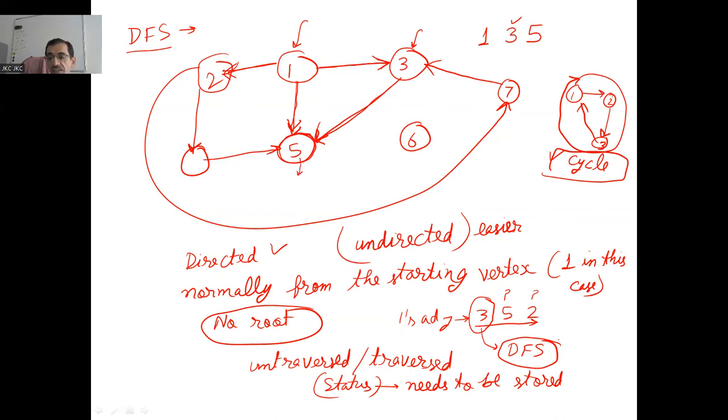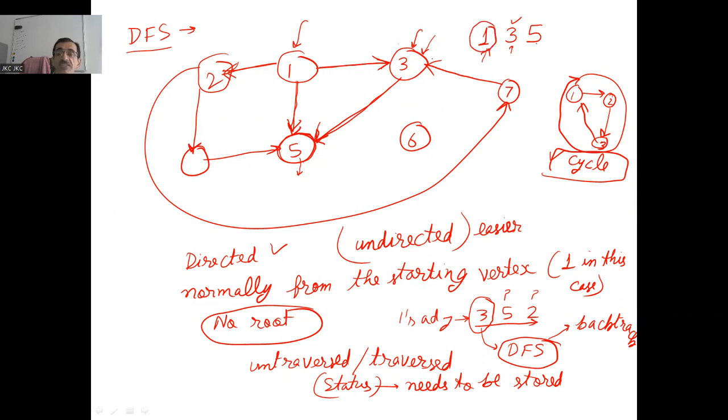As soon as nothing onwards is available, I will backtrack to the previous one. Backtrack to the previous means that to 5 I came via 3, so I will go back to 3 to check its untraversed adjacents. From 3, there is no extra outgoing edge beyond 5. That means 3 is also over. Further backtrack means go to 1.